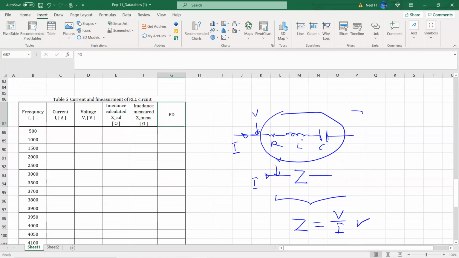Calculated value, we know from our equation which we developed: Z is the square root of R squared plus (XL minus XC) to the power 2. Then we know this depends on the frequency, right? So then we can compare these two together. We are expecting those to be about the same. Okay. All right, guys. Any question?